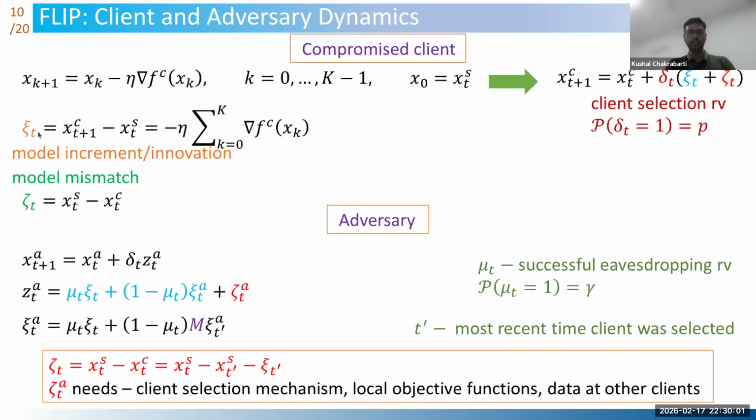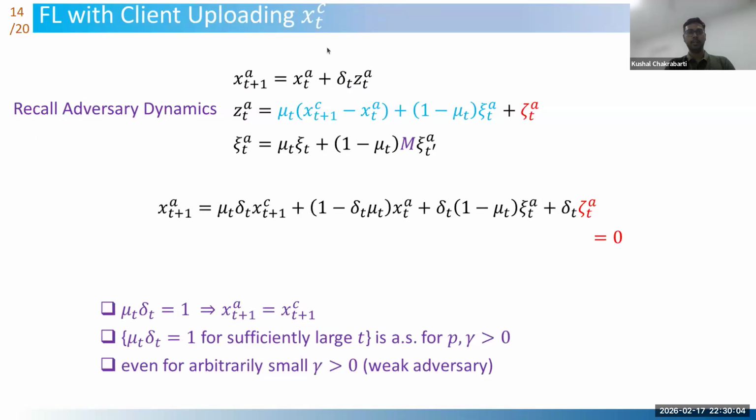Now, what happens when the flop type of algorithms, where instead of uploading just this zeta t, each of the clients is uploading the entire xct. If you recall the previous adversary dynamics, which is exactly these three equations, now let us look at the adversary's estimate xat plus 1 for this flop kind of algorithms. I just substitute these other variables into the first equation and get this expression. So we have 4 terms here, basically various combinations of mu t and delta t.